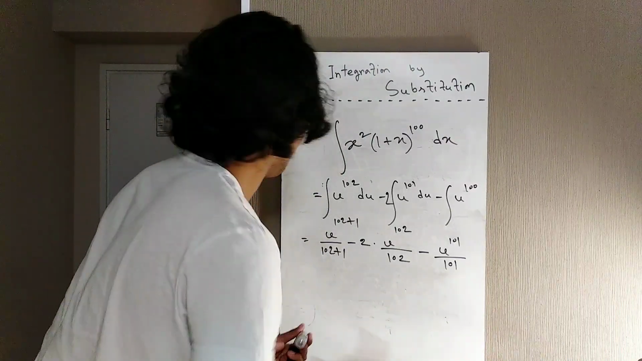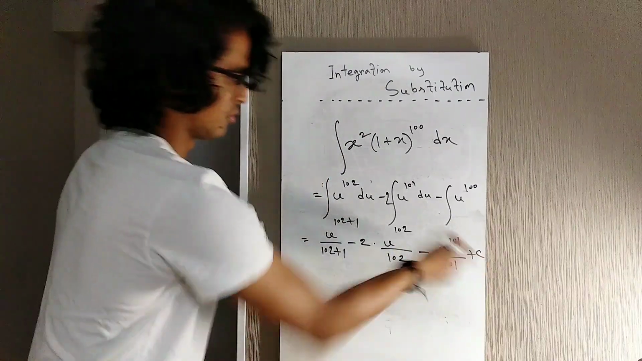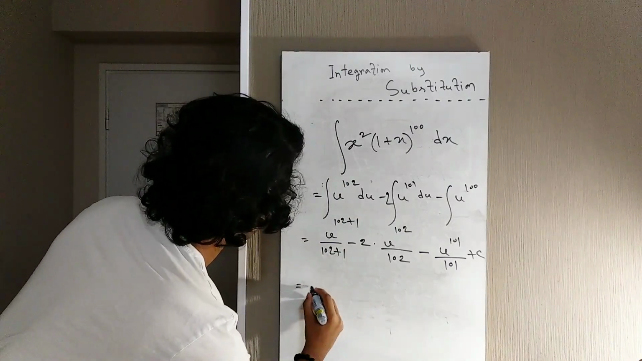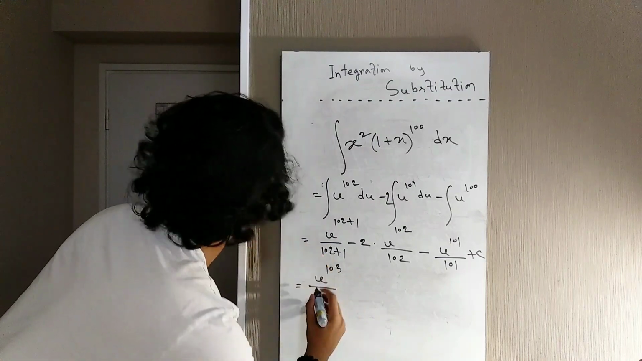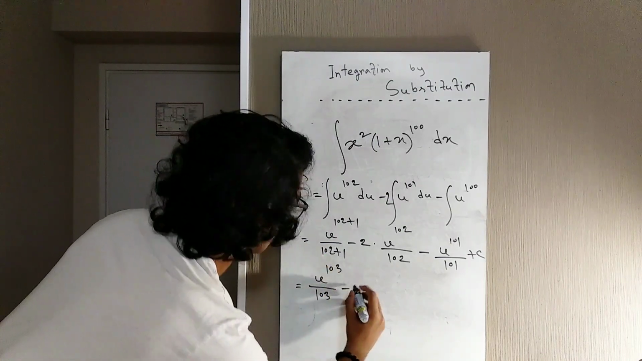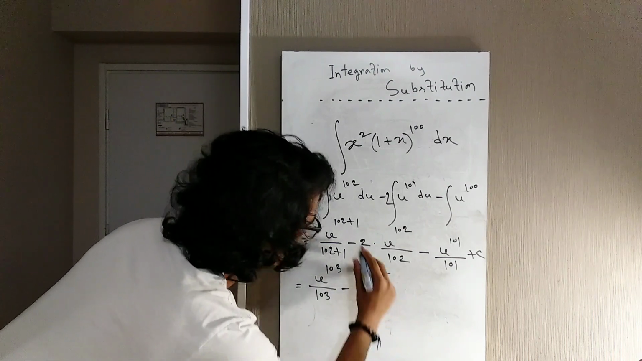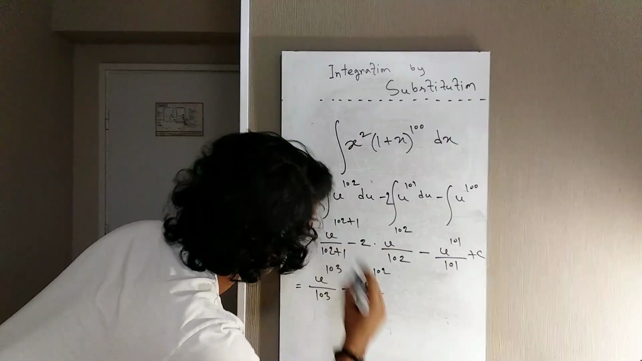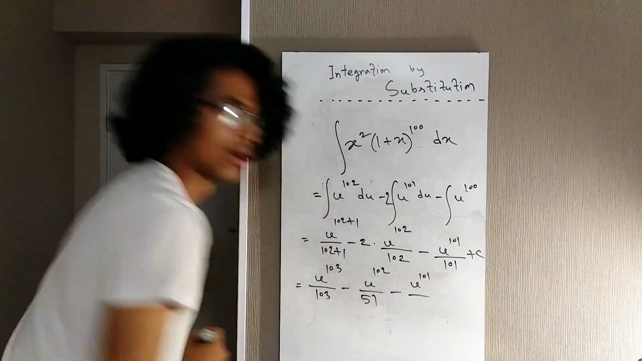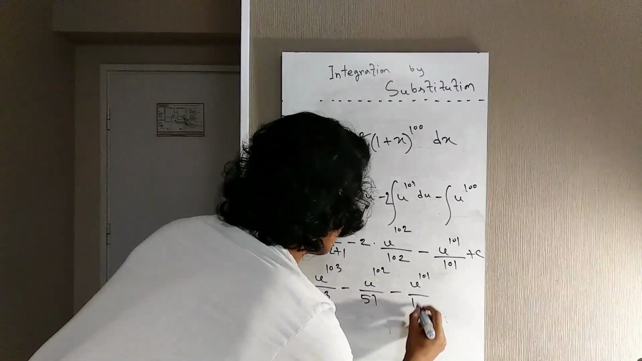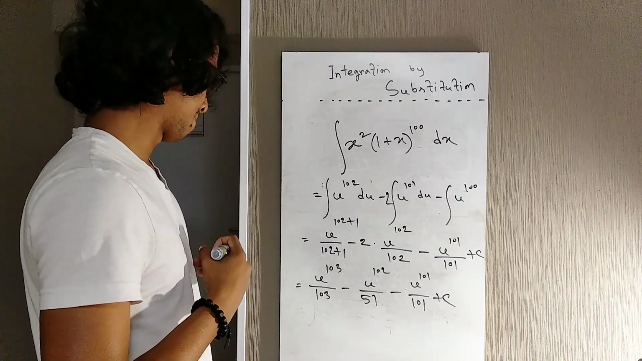Then the final answer is, okay, we'll also have c. You have to write c because it's an indefinite integral. We have to write an integration constant c here. So the final answer we have is u power 103 over 103, minus, we'll have u power 102 over, cancel it out, we'll have 51, plus u power 101 over 101, plus c, right? So this is basically the answer.